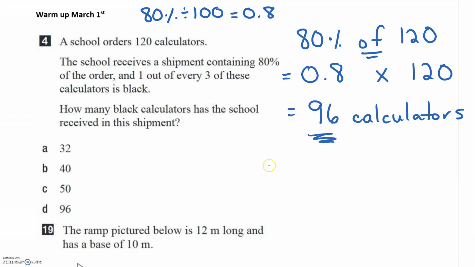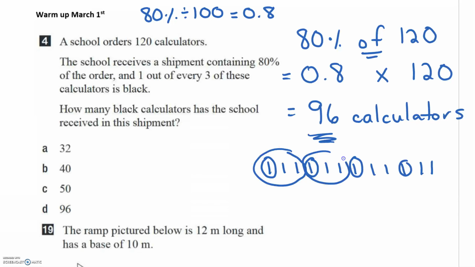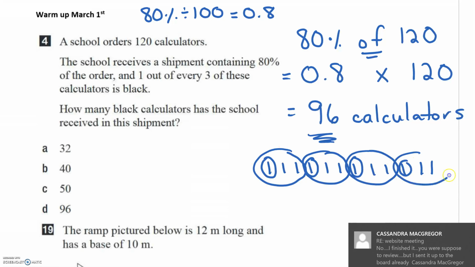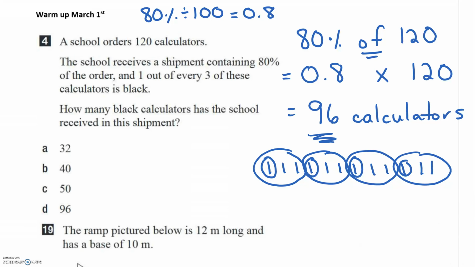So the thing that I would do, I'm not going to draw 96 calculators. I'm just going to draw a few. 1 out of every 3. So if the first one is black, that means that the second one isn't, the third one isn't as well. Then the next one would be, and it's basically the same kind of process as you move along. If I do that, that means that it's kind of in groups of 3s. And what you want to do is just divide them in groups of 3s.